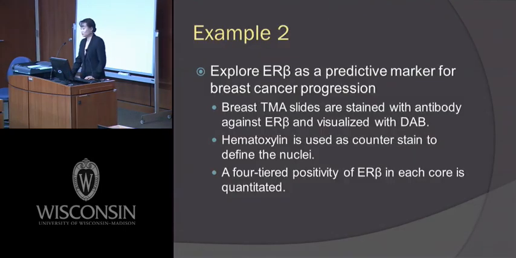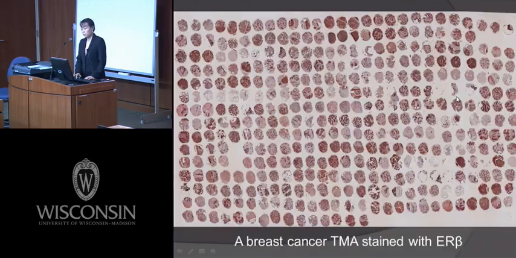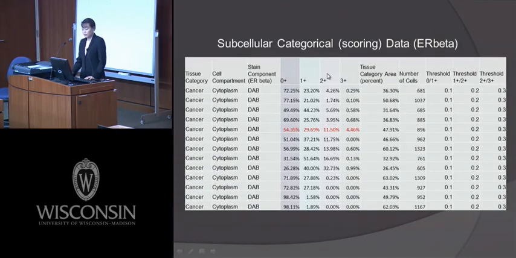So experiment 2. This experiment is to explore ER beta as a predictive marker for breast cancer progression. So we did some experiments. As you can see, this is our breast TMA done by Trip Lab and owned by TSB. And you can see we can do this categorical quantitation. We can quantitate ER expression into negative, 1+, 2+, 3+ for each patient.